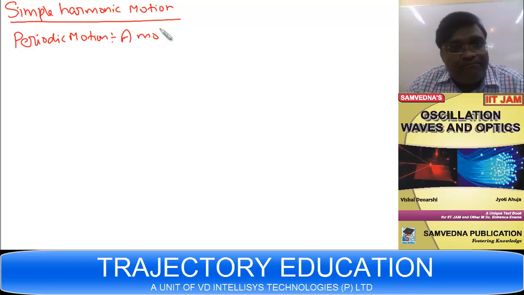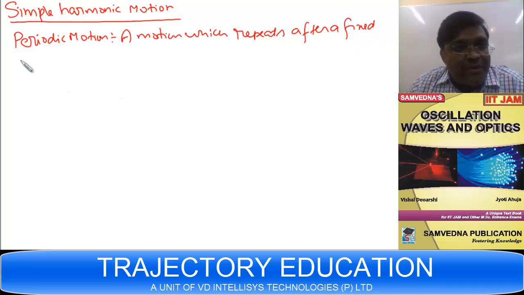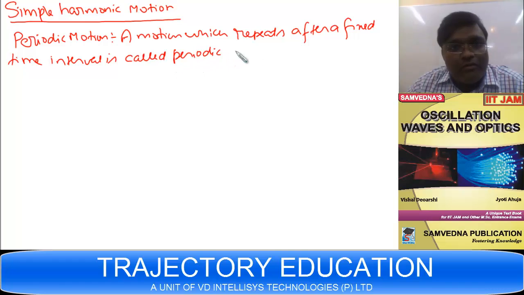A motion which repeats itself after a fixed time interval is called periodic motion. We call it periodic motion, right?